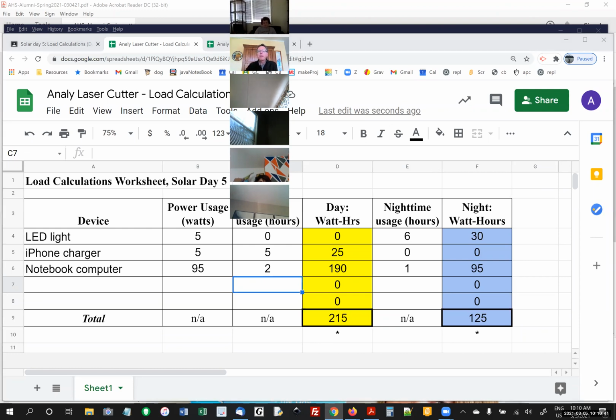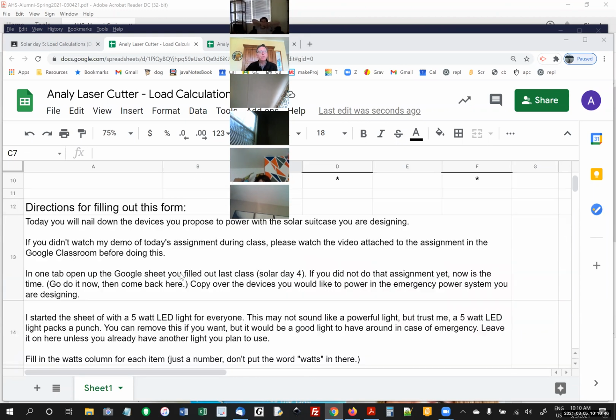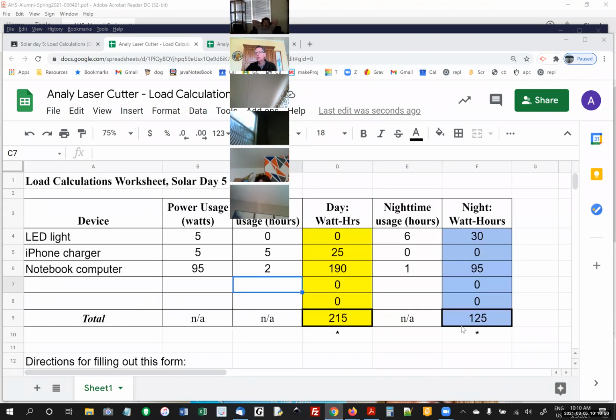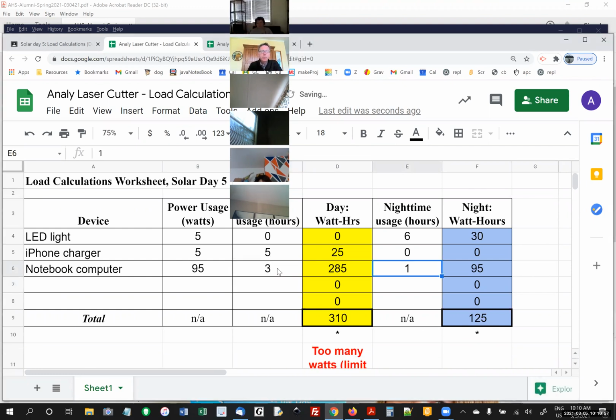So anyway, if this is at all scary to you, I want to remind you, I have instructions right here. It tells you exactly what I want. And I also posted a video where I walked through this previously. Again, before you turn it in, I need you to not have either the right or the left total, neither the yellow standing for day and I think this is purple standing for night. Neither of those can be over 250. So you need to tweak your numbers or change your devices.